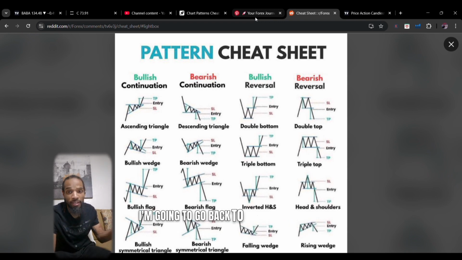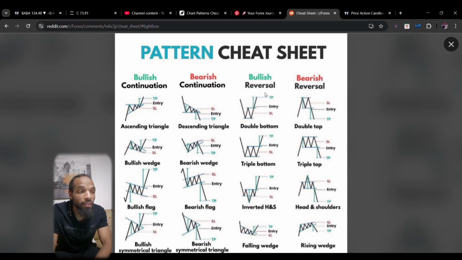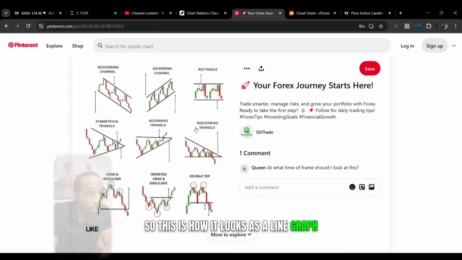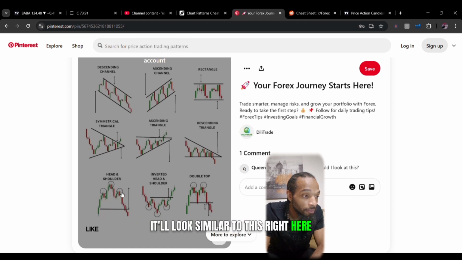I'm going to go back to these charts and we're going to notice a few. So try to remember the easy ones, which is the W, the M, the head and shoulders. Those are pretty easy. So this is how it looks as a line graph, but as an actual candlestick pattern, it'll look similar to this right here. Head and shoulders right here. Inverted head and shoulders right here.